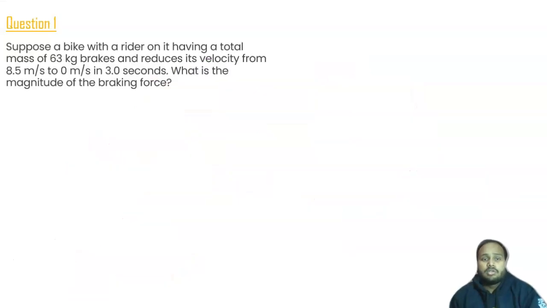This is the first type of question that is asked for JEE Mains. In this question, it is said that suppose a bike with a rider on it, having a total mass of 63 kg, brakes and reduces its velocity from 8.5 meter per second to 0 meter per second in 3 seconds. Then what is the magnitude of this braking force? Fine. So we have the combined mass of bike and rider here. Let's name it as small m, which is equal to 63 kg.